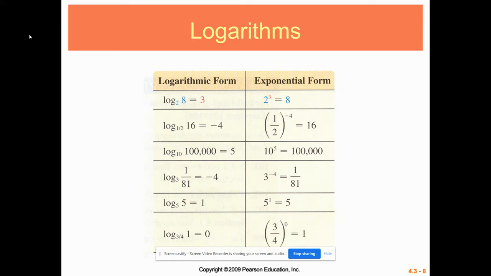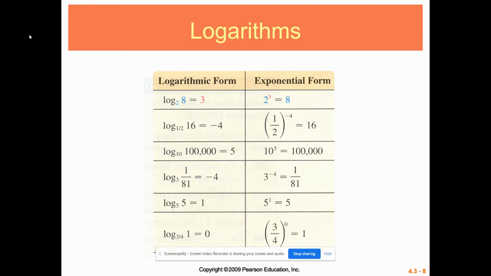I got the log base 10 of 100,000 equals 5. That can be rewritten as 10 to the 5th power equals 100,000. So what you're doing today is practicing rewriting your logarithms into exponential form and vice versa. If I asked you to take 3 to the -4th equals 1 over 81 and change it to logarithmic form, I would want you to write log base 3 of 1 over 81 equals -4.